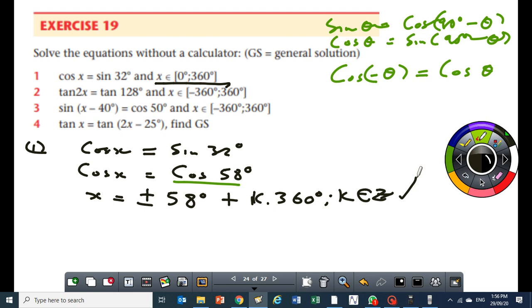Okay? So I found my two general solutions. Now to find x, then I'll say x is equal to... Now I'm going to substitute k. Let's start with k equal to 0. If I put k equal to 0, I don't want the minus 58 here. I want the positive 58. Well, the positive 58 is between 0 and 360. So my first answer is going to be 58 degrees.